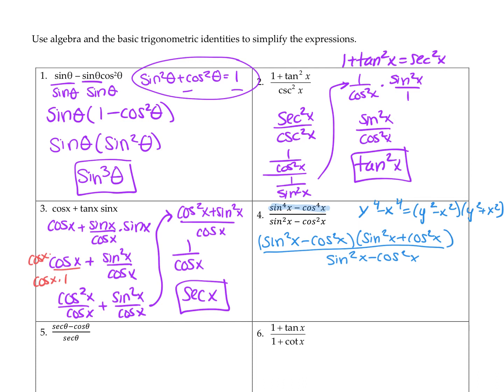Now I can simplify this because my sine squared minus cosine squared and my sine squared minus cosine squared will simplify. My sine squared plus cosine squared will also simplify and become 1 because of, again, my identity that's up here. So this whole thing is just going to simplify to 1.